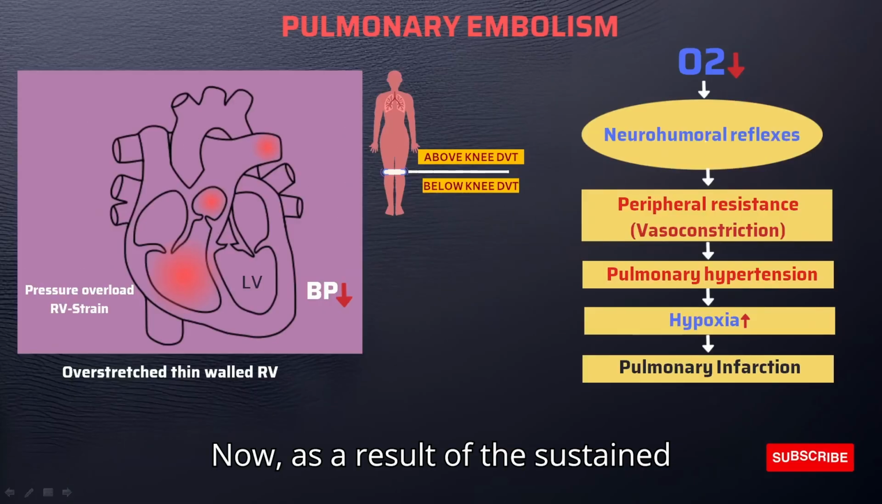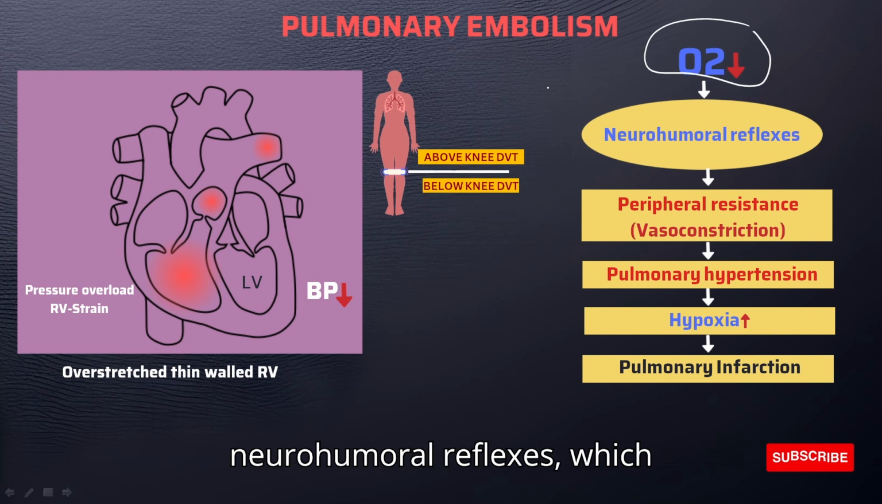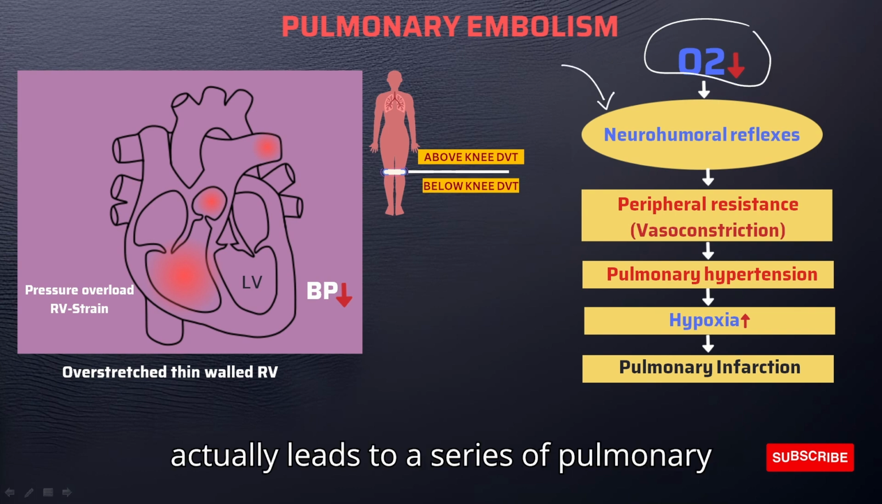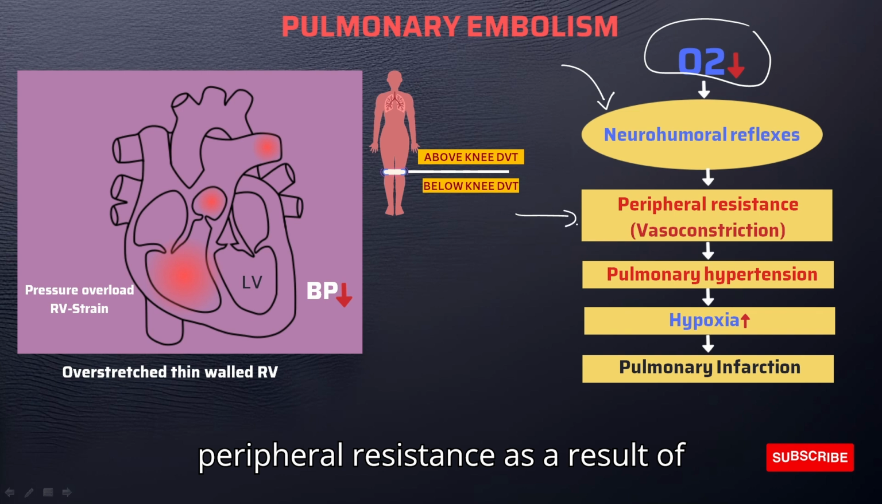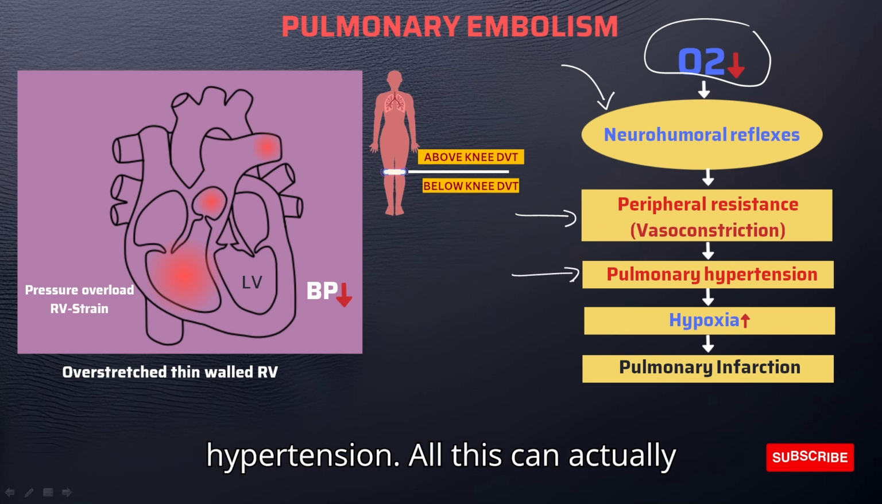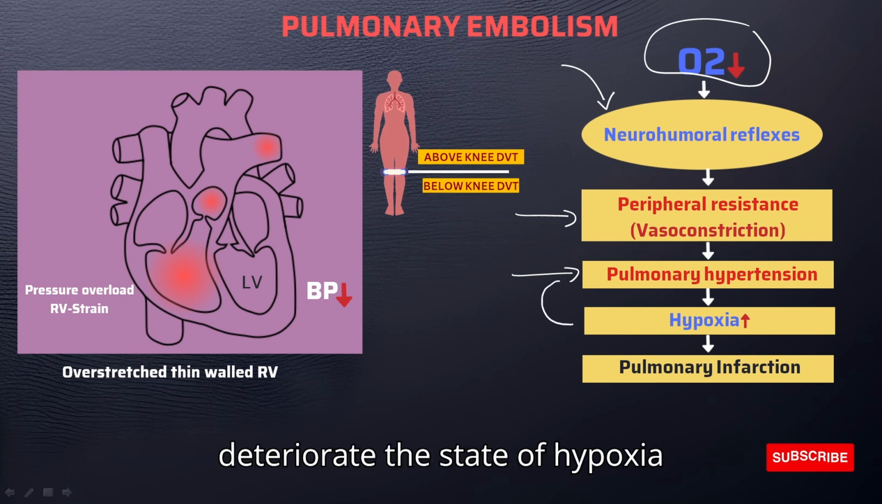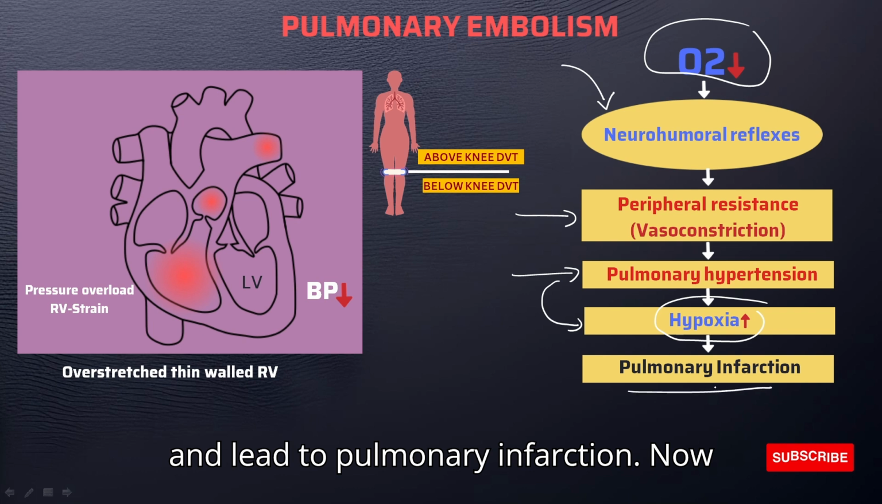Now, as a result of the sustained hypoxia, the body tries to activate neurohumoral reflexes, which actually leads to a series of pulmonary events. That is an increase in the peripheral resistance as a result of vasoconstriction. There is also pulmonary hypertension. All this can actually deteriorate the state of hypoxia and lead to pulmonary infarction.